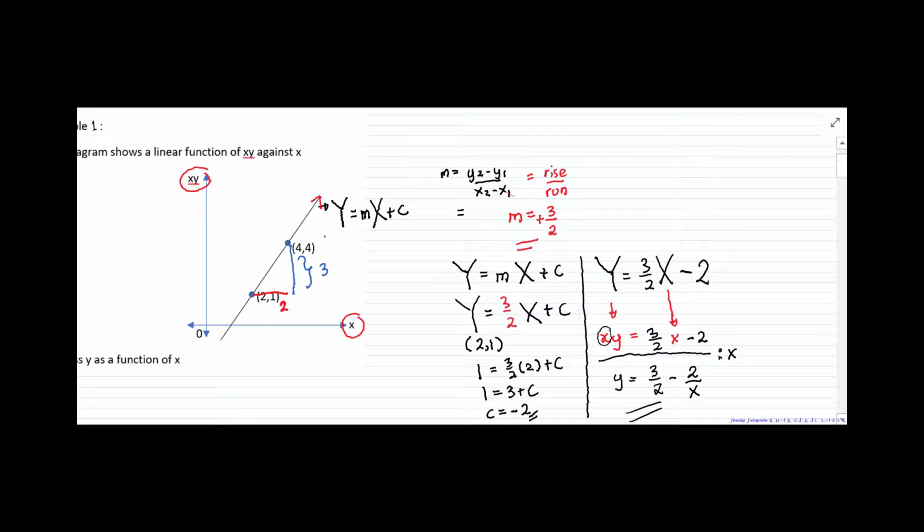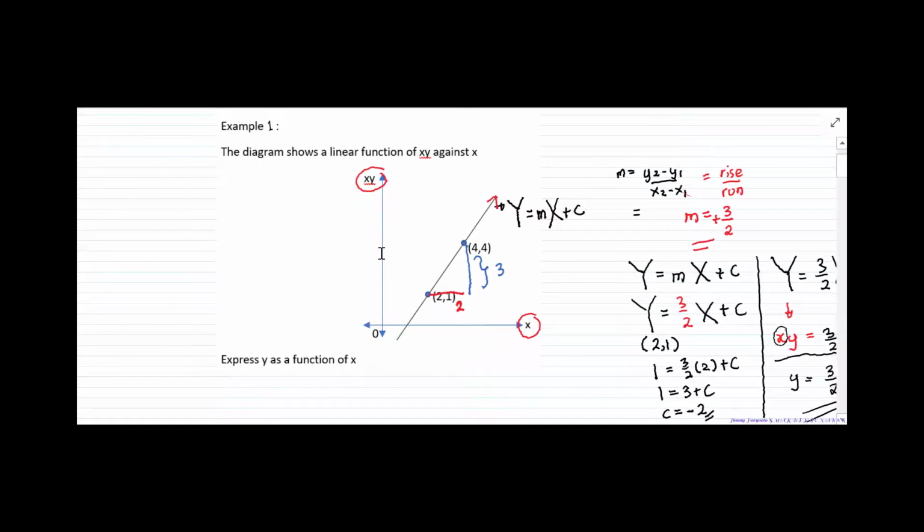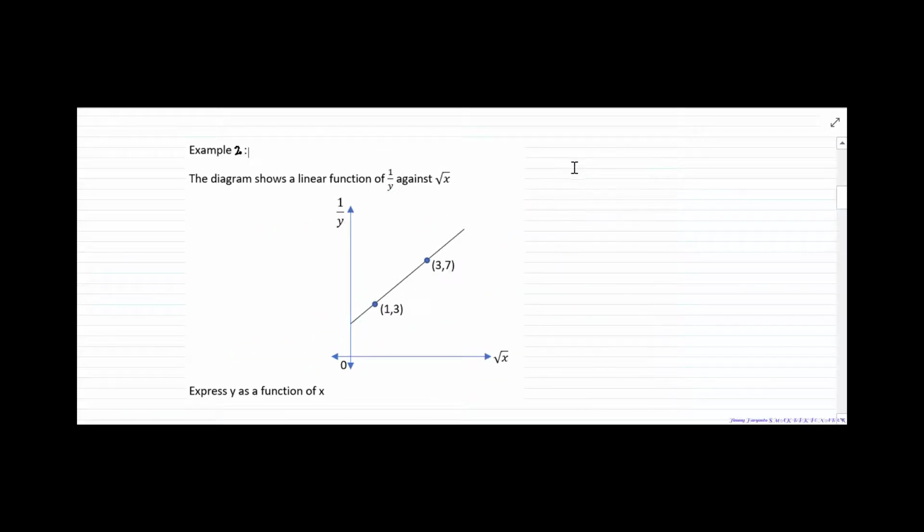Okay, let's look at example 2. For example 2, I have this graph. The graph is a straight line, but the axes are 1 over y and root x. So the question wants us to find y as a function of x. It's like the previous one.